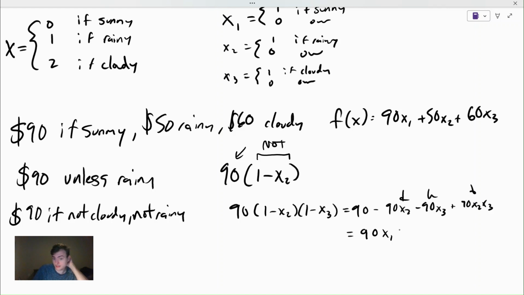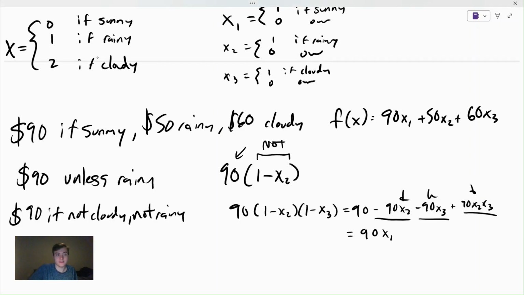When it's not 0, exactly one of those is non-zero, and so if exactly one of those is non-zero, it's like that. This would be like if it's possible for x2 to be 1 and x3 to be 1, we would want to make sure we have that added so that we're not double counting this minus 90.